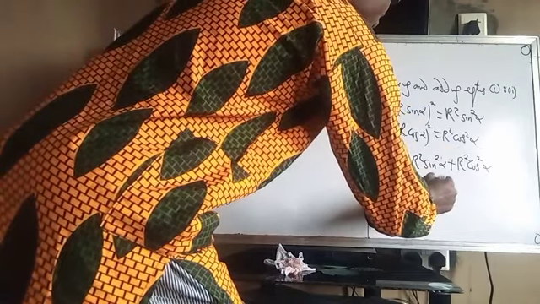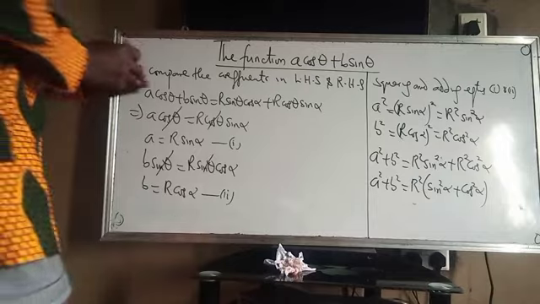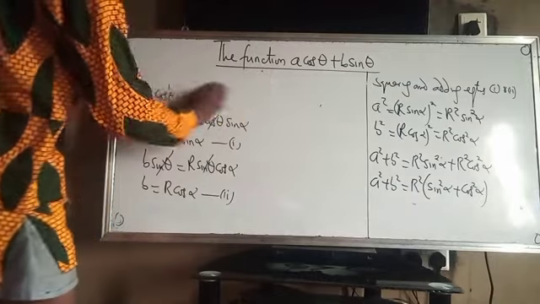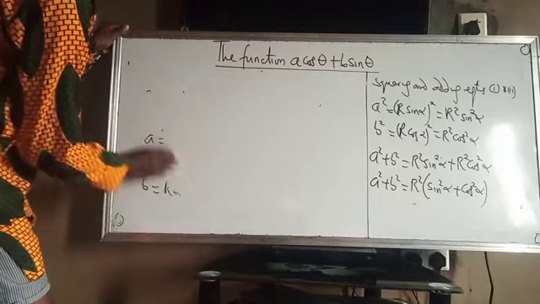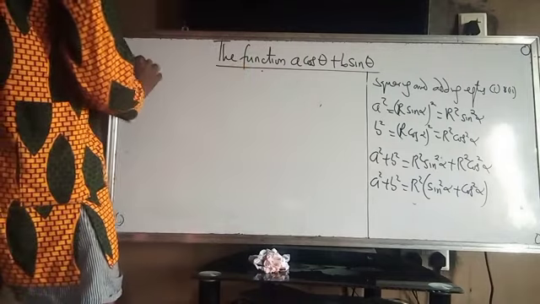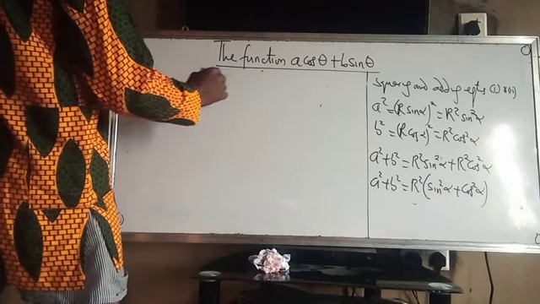Which invariably means a square plus b square is equal to r square, which is common, into sine square alpha plus cos square alpha. And don't forget, in our trigonometric identities, sine square theta plus cos square theta is equal to 1. So in this case, sine square alpha plus cos square alpha is the same thing as 1. That implies that a square plus b square is equal to r square.